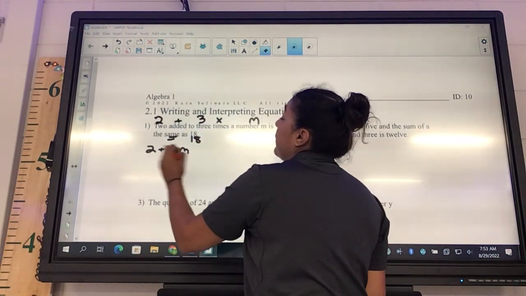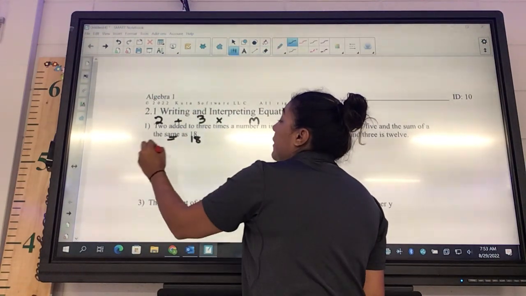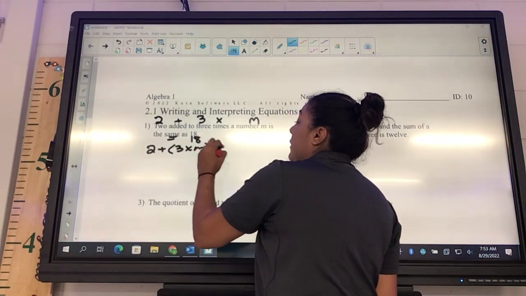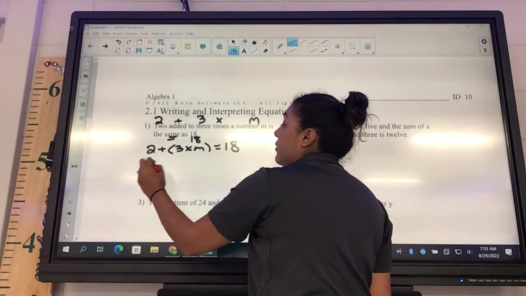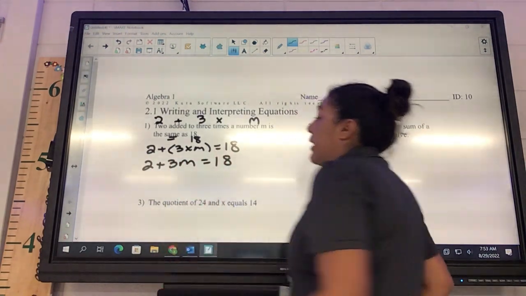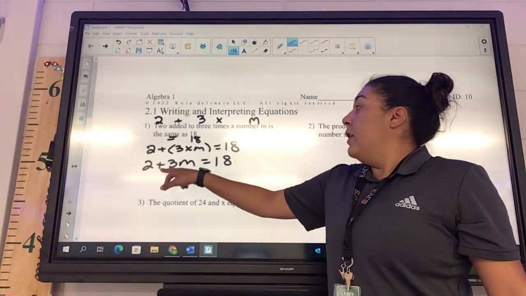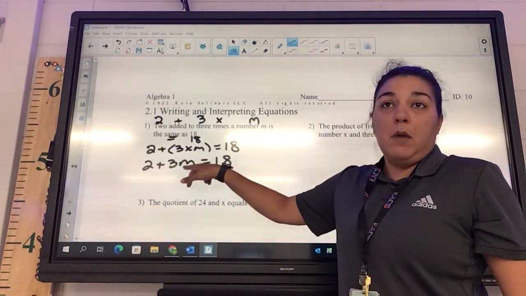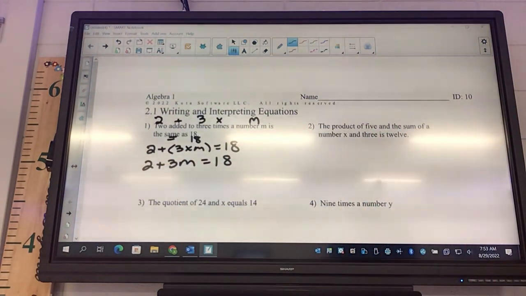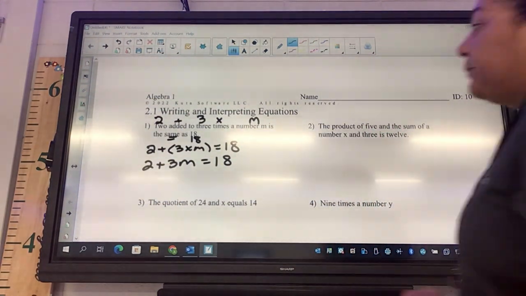So, I'll write it up here 2 ways so you can see. Okay, 2 plus 3 times m equals 18. Or you can say 2 plus 3m equals 18. Okay, this says 2 plus 3 times some number equals 18. So either one of those works.